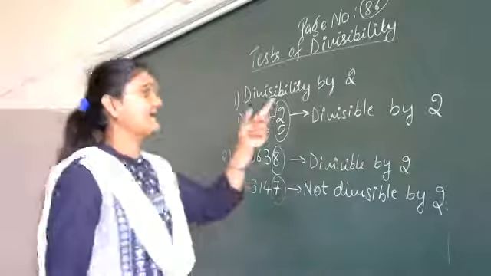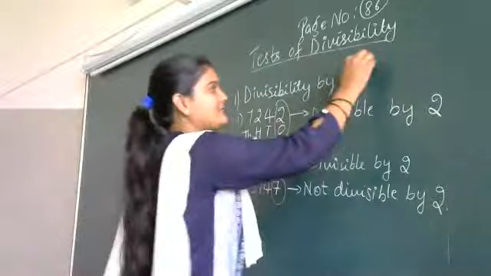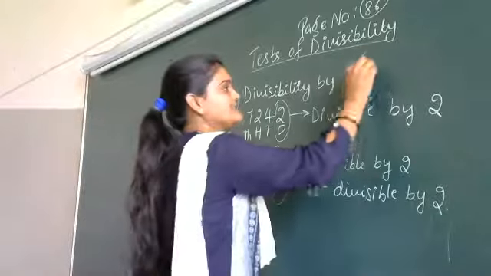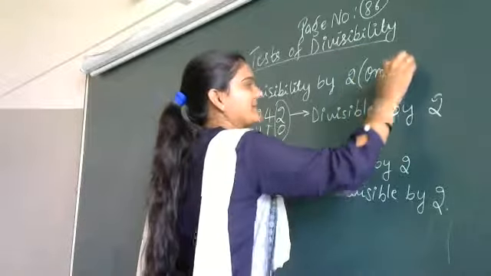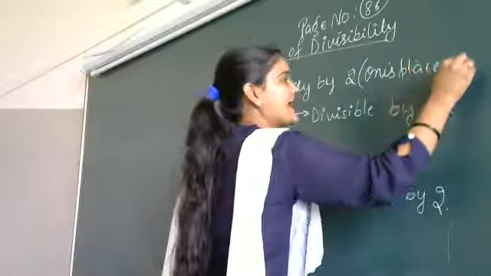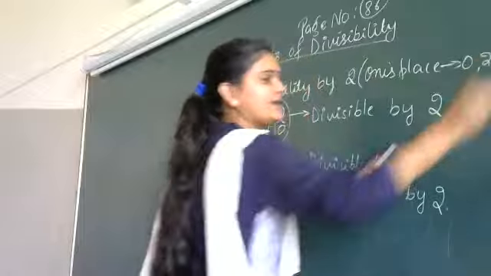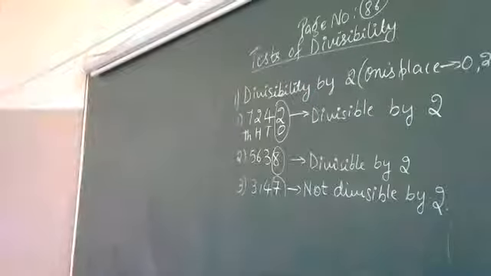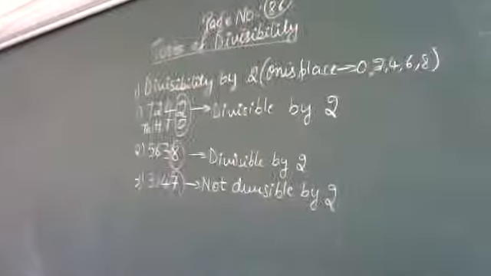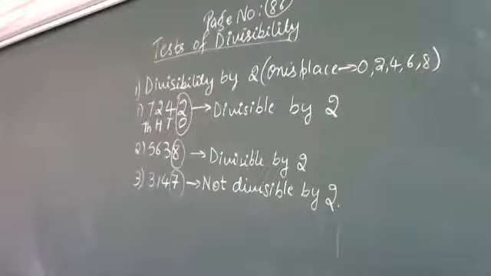Is this part clear? Remember, for divisible by 2, the ones place should be either 0, 2, 4, 6, or 8. It should be 0, 2, 4, 6, and 8.